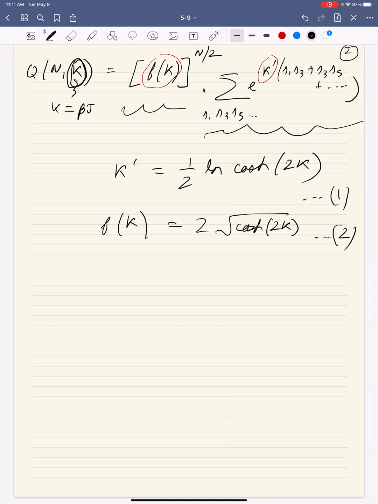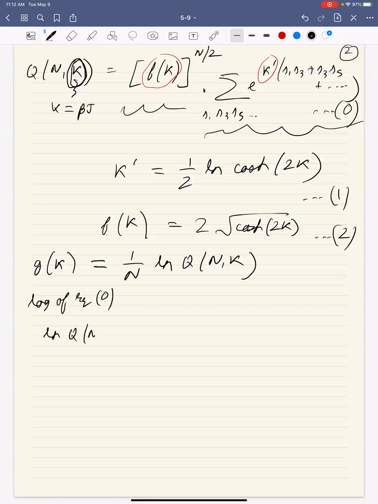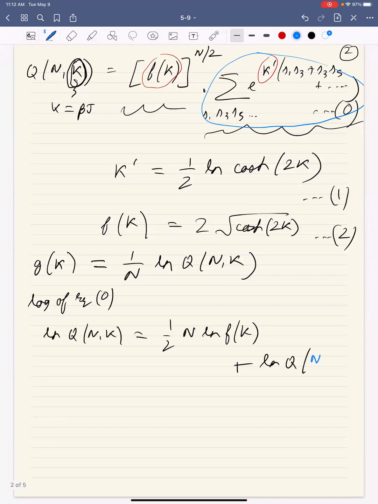Then we introduced a free energy, which is intensive. So we introduced G of K, that is defined as 1 by N log of Q of N, K, right? Let's call this equation 0. So if you take log of equation 0, what does it look like? It gives us ln Q of N comma K is equal to half N ln f of K plus ln Q. Now this term that we have over here can be written as Q of N by 2, because we have half the number of spins, and an interaction term, which is K prime. And again, K includes temperature and the J term. So it has both, right?